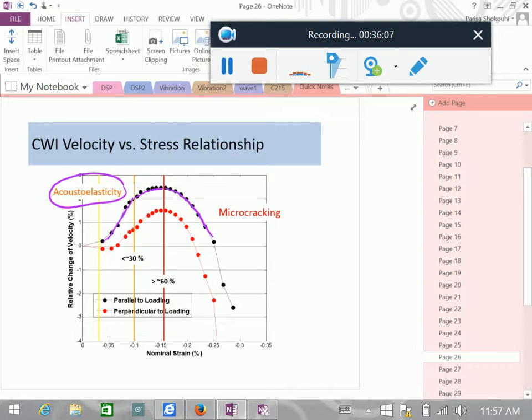Right, because you are creating damage. So there's still acousto-elasticity, but the introduction of these micro cracks is slowing it down. The material also is not elastic anymore, so you can't talk about acousto-elasticity much.